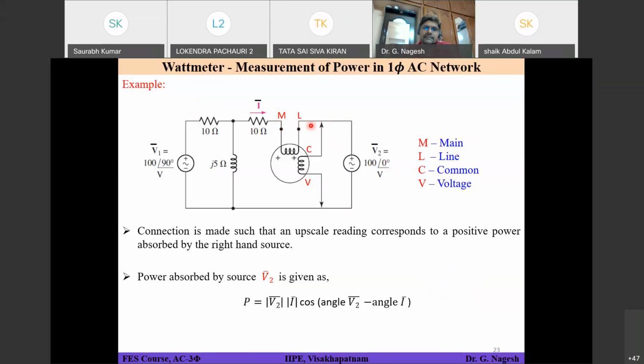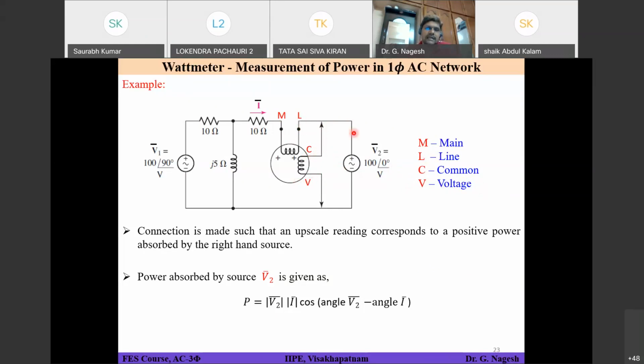Common means this terminal is common to both your current coil and the potential coil. That's why they call it common. And V stands for voltage. Because it is related to the potential coil, that's why they call the voltage coil terminal V. And C stands for common because the terminal is common for both the current coil and the potential coil.